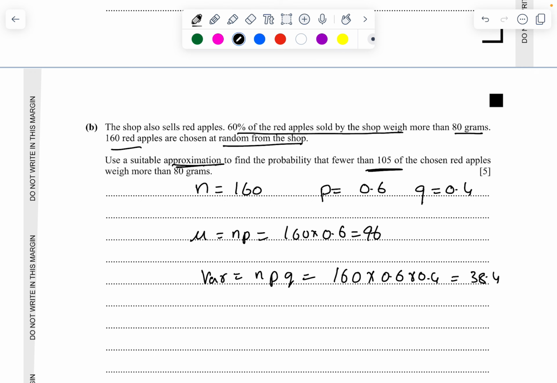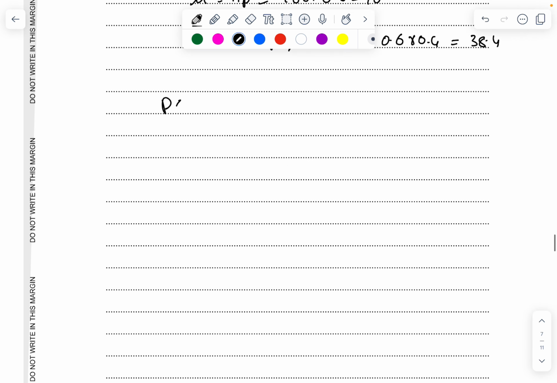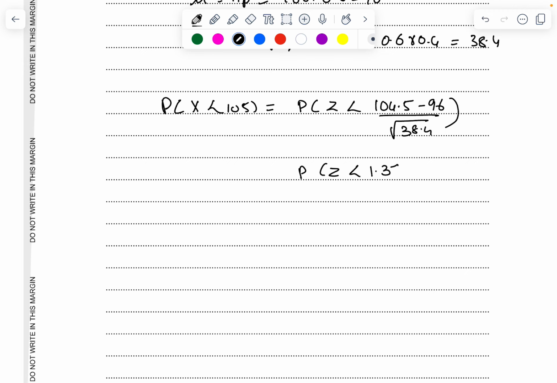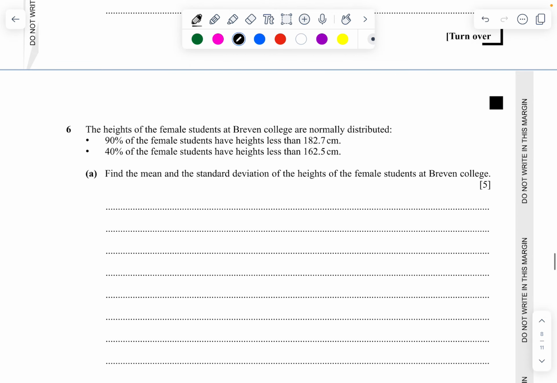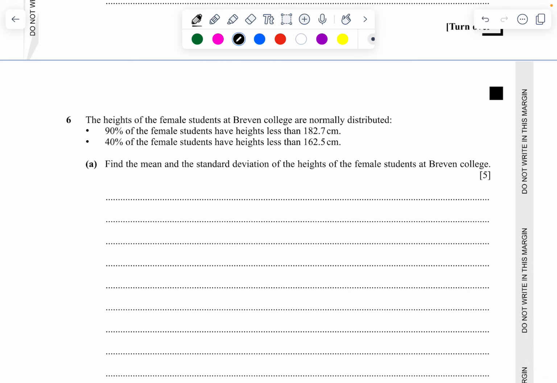How many are fewer than 105? So probability of x less than 105 is going to be probability of z less than (104.5 minus 96) by square root of 38.4. So probability of z less than 1.372, which is going to be 0.915. That's the answer. Now coming to question number 6.